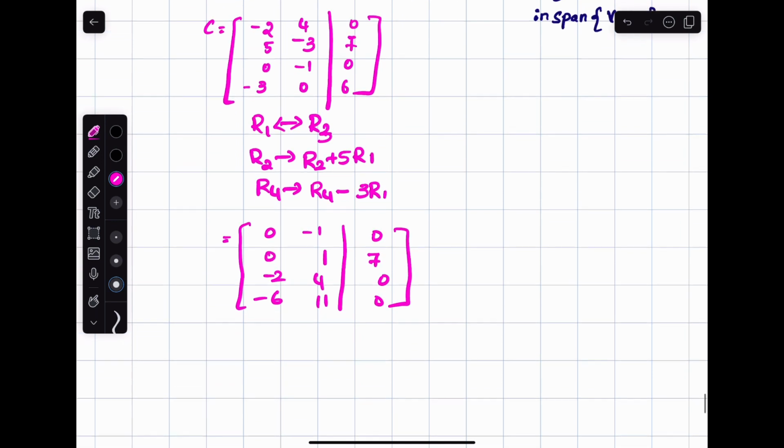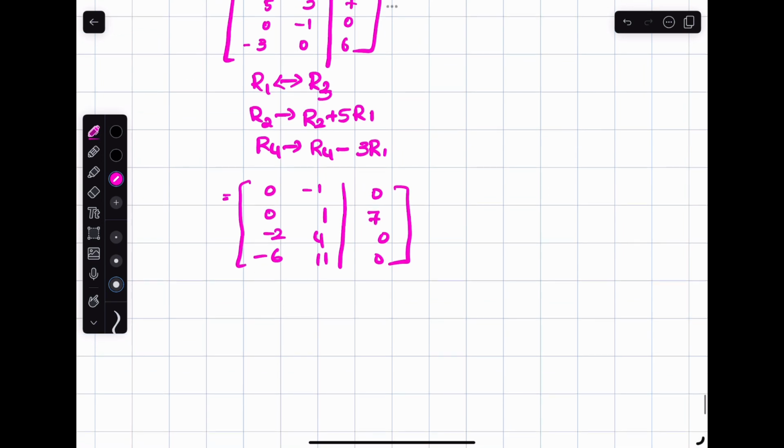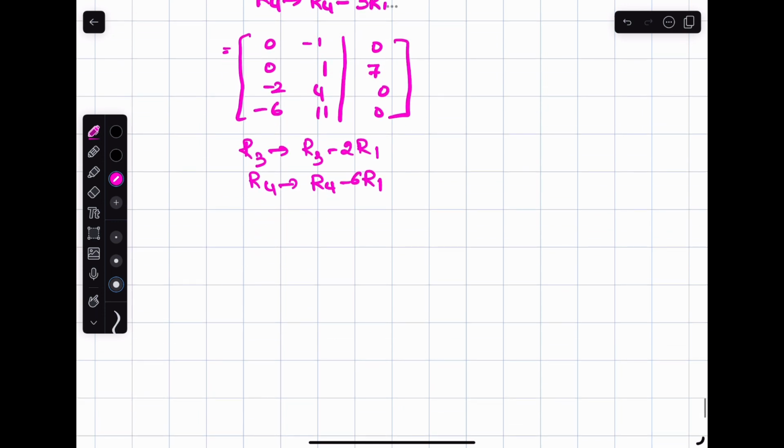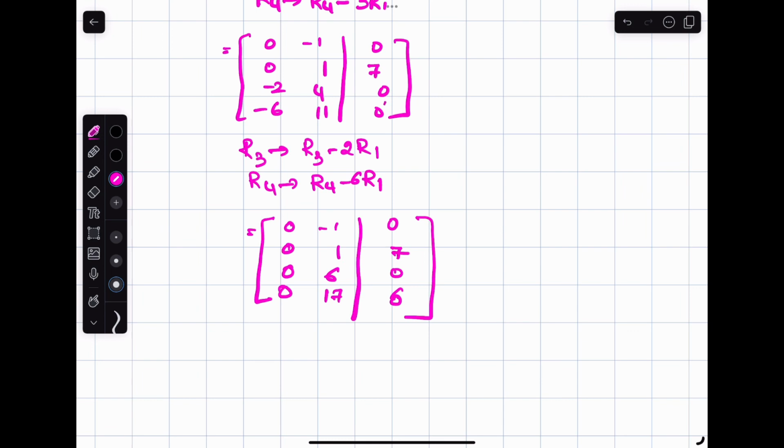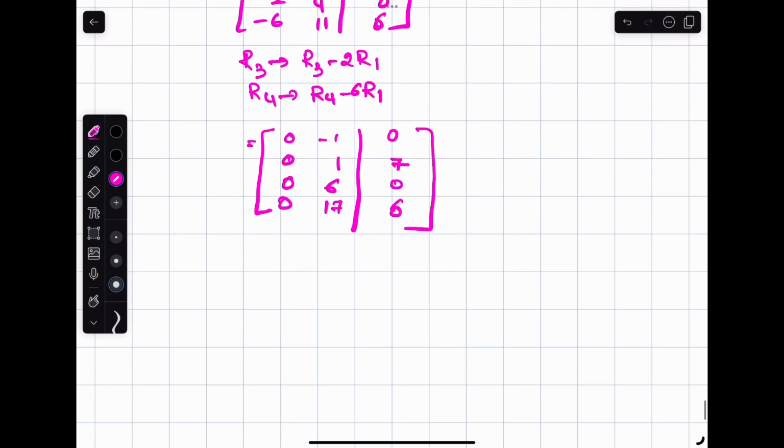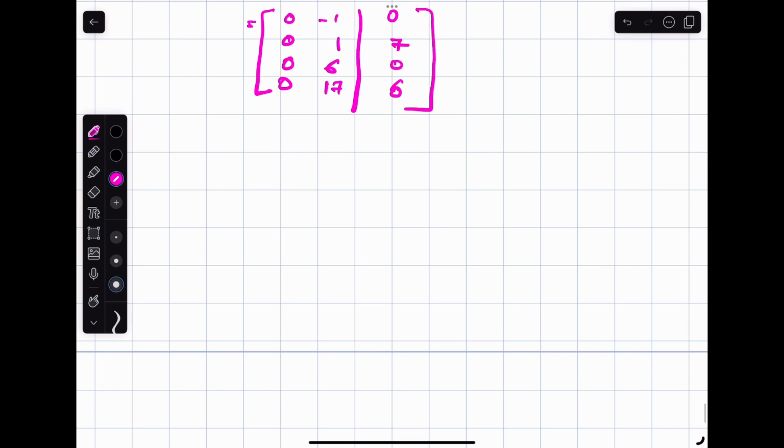Okay, then we will apply the row operation for row 3 and row 4. So row 3 changes to row 3 minus 2 times row 1, and row 4 changes to row 4 minus 6 times row 1. Then we will apply that, so it is 0 minus 1 0, 0 1 7, this becomes 0 6, and 0 0 17, and 0, sorry, it is 6, so make it 6 in the last row, that is R4 should be 6.